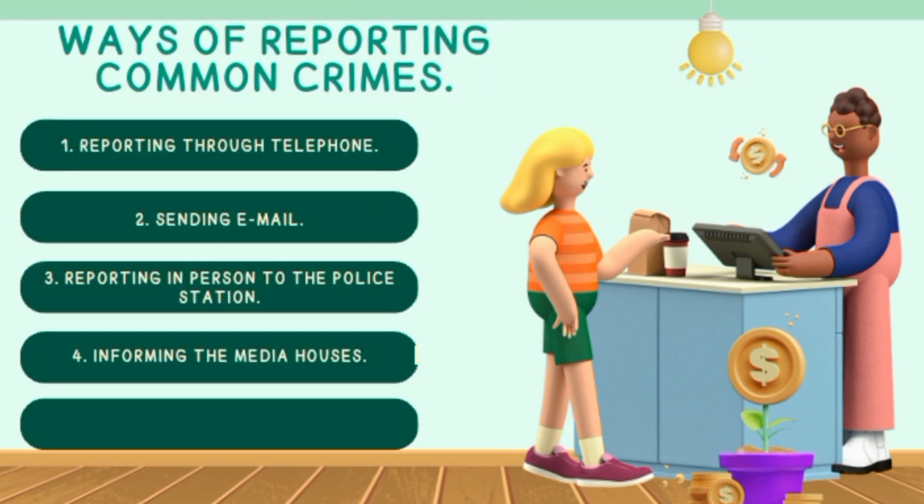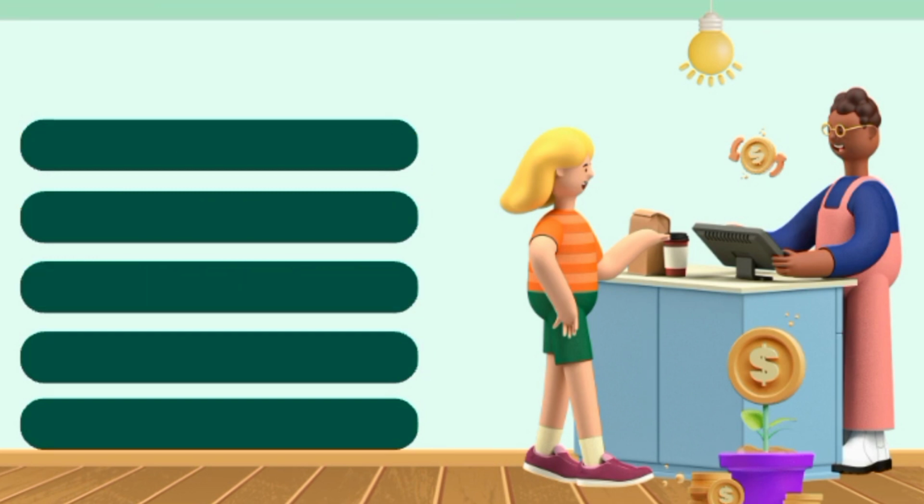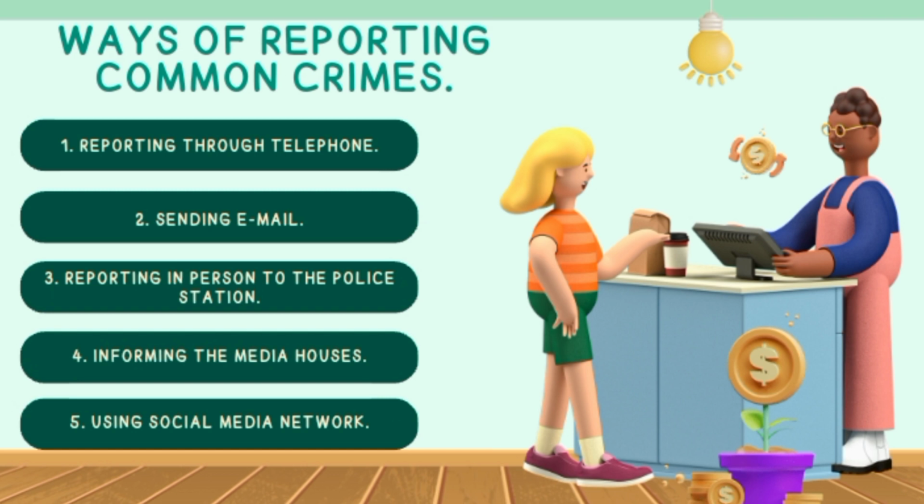And then you can also report common crime through media houses. Okay, you can use your radio station, your TV station, okay, any of the media houses you can also go there to report your crime. And then lastly, you can report crime using social media. You have your Twitter, you have your Facebook, what have you. You can also use all of that to report crime. So these are some ways you can report common crimes.